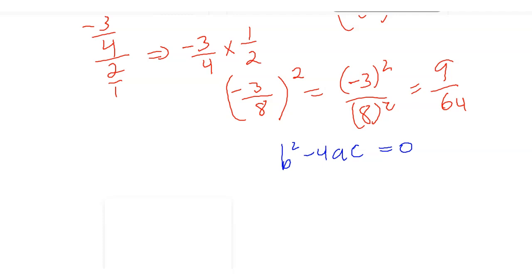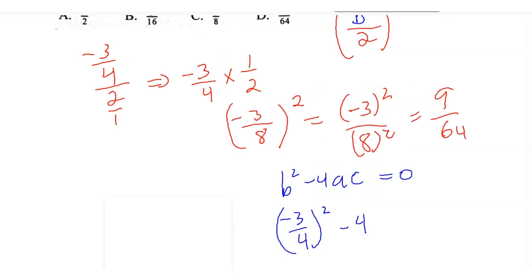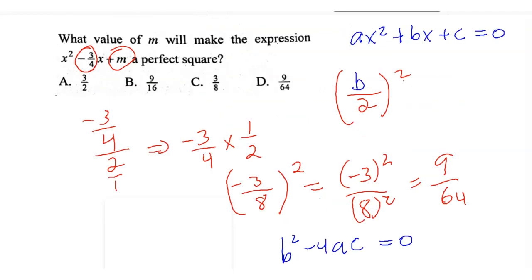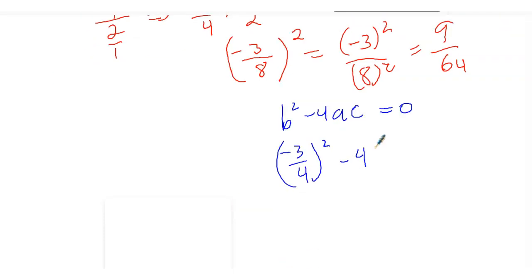So our b, already we got our b to be negative 3 on 4, all squared. And then our a, go back to the question to see your a. Your a is just 1. There's no number, so it's 1. And our c is going to be positive m. So here is 1, this is m, and this equals 0.